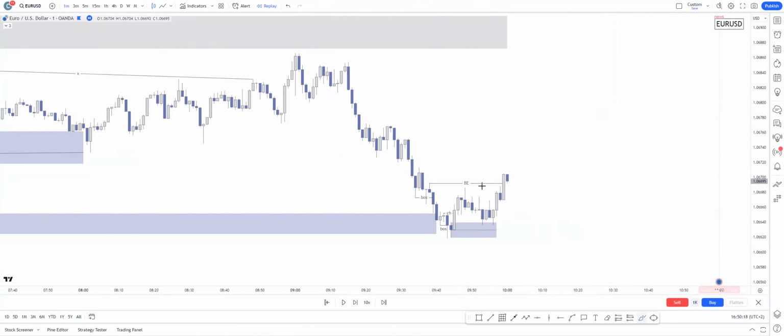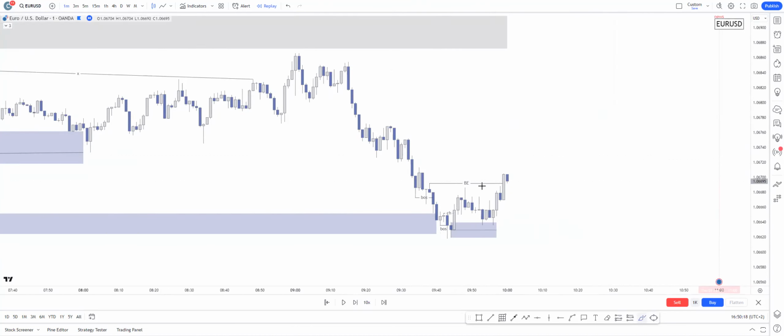Strong change of character happened in this case too. So the flip of this zone happened, because as you can see here was the reaction, which has caused the pullback down to this area. And the flip of this zone happened from this area. But there is another one, which was the origin of the flip zone, the flip of this 1 minute area right here.